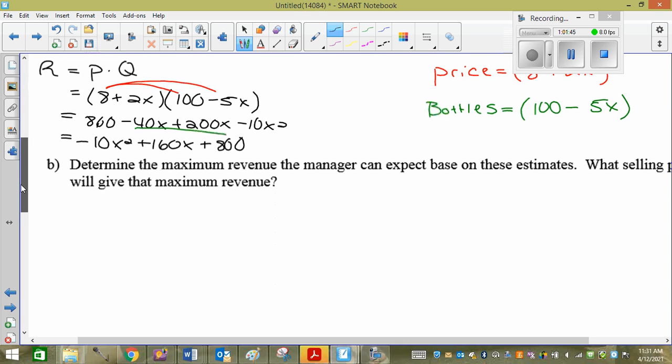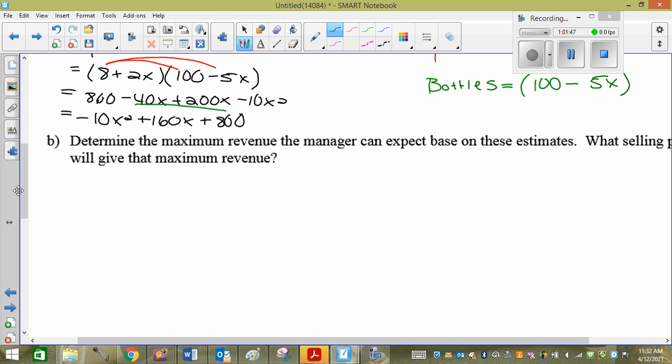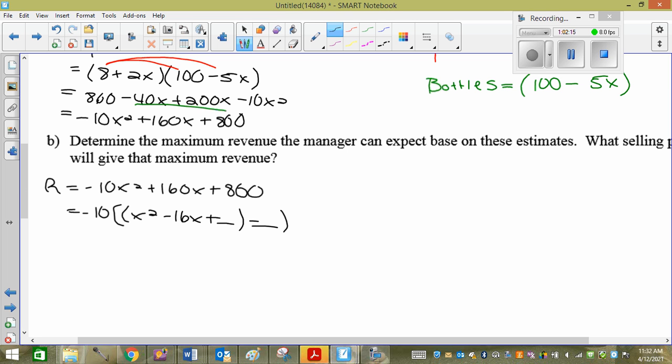Next part says, determine the maximum revenue that the manager can get with these estimates. What price will give us the maximum revenue? We know that revenue is equal to negative 10x squared plus 160x plus 800. If we complete the square, we take out the negative 10, put a square bracket, x squared, minus 16x, and then plus 800.